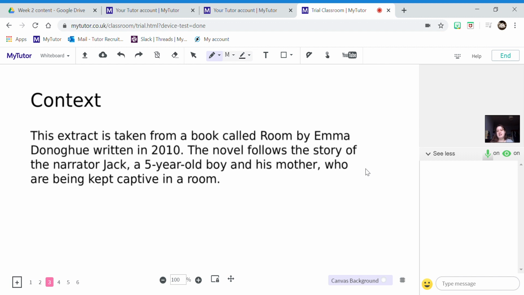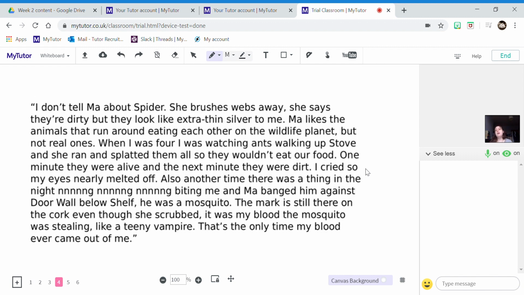So this extract is taken from a book called Room by Emma Donoghue, written in 2010. So a nice recent text. The novel follows the story of the narrator Jack, a 5-year-old boy, and his mother, who are being kept captive in a room. So let's have a little look at our extract.